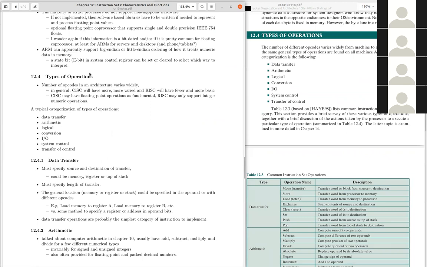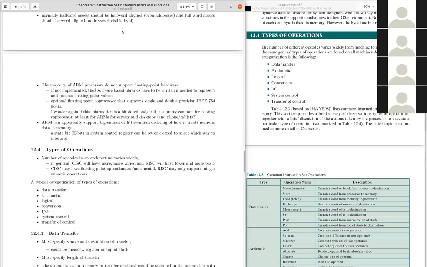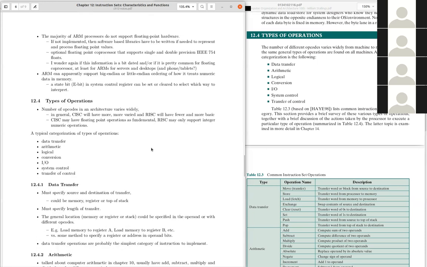So, like I said, we'll probably go through this pretty quick because I skipped ahead and talked a lot about the types of operations in the first part of our meeting today. The number of opcodes in the architecture certainly varies widely. What makes RISC a reduced instruction set is that the instruction set is small and reduced, so they try to keep it to a minimal fundamental set. But CISC typically has many more. So x86 is an example of a CISC architecture, and ARM is RISC generally.